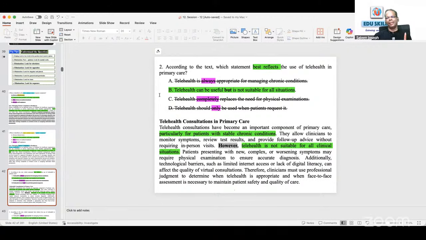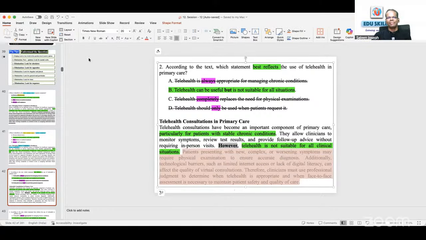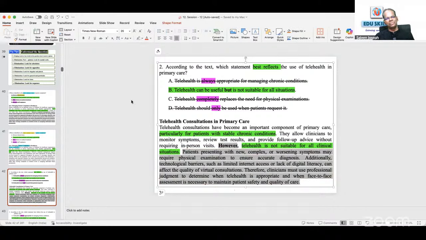One strategy, if you don't understand that, the second one I said, is the contrast word. If there is a contrast word, after the contrast word you have the answer. What is given here? However, telehealth is not suitable for all clinical situations. Not suitable for all situations. Is that true? Yes. So do you need to read the rest of it? No, no need. Then how can you say there is no time?